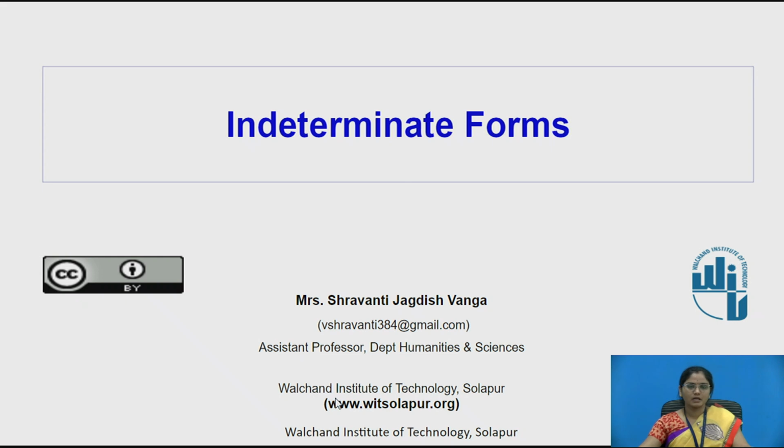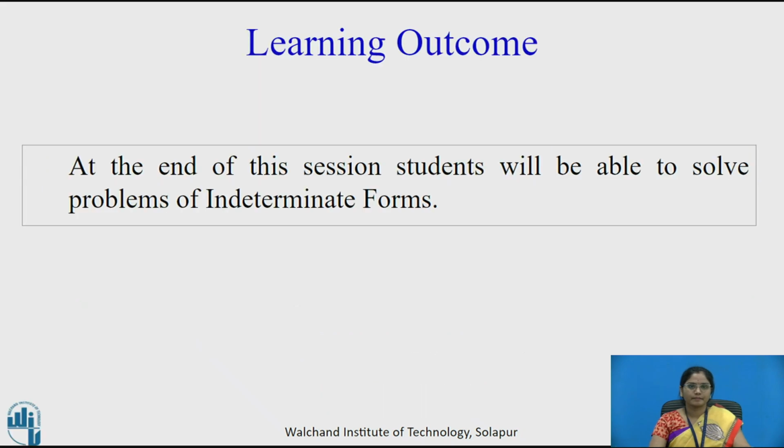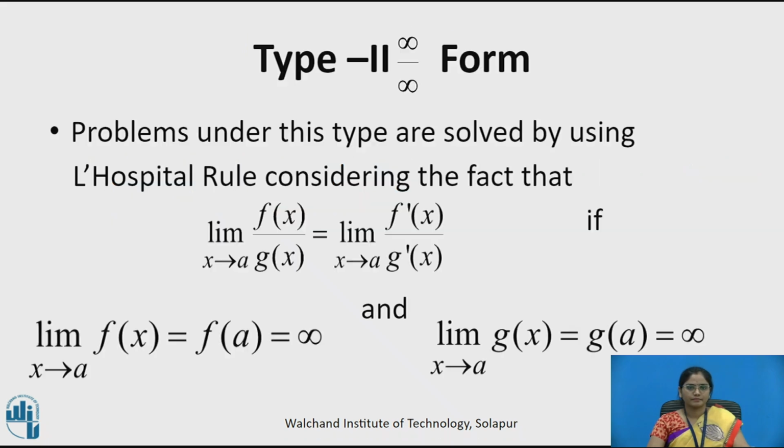In this session, we are going to study about indeterminate forms. Learning outcomes: at the end of this session, students will be able to solve the problems of indeterminate forms. Here we are going to study about type second indeterminate form, that is infinity by infinity form. Problems under this type are solved by using L'Hospital rule.